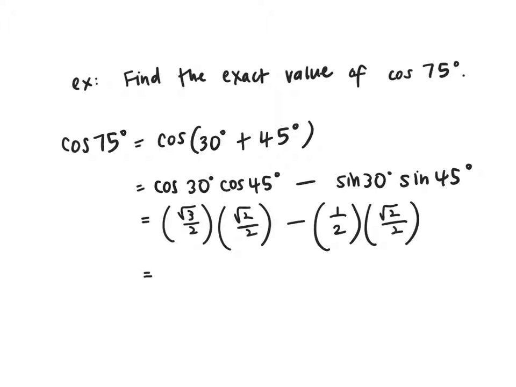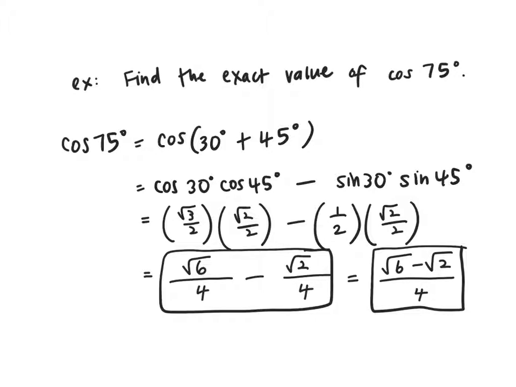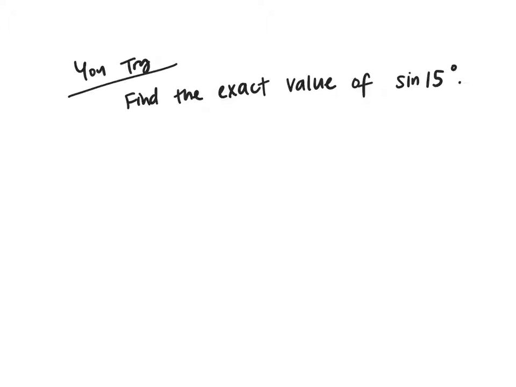What happens when you multiply? You multiply straight across. Root 3 times root 2 gives you root 6, and then 2 times 2 gives you 4. Minus 1 times root 2 is root 2, and 2 times 2 is 4. So you can have as your final answer root 6 over 4 minus root 2 over 4. Or if you were to rewrite this as a single fraction, you would have root 6 minus root 2 all over 4. Note that root 6 and root 2 are not like terms, so you cannot combine them. Okay, you go ahead and try this problem now.